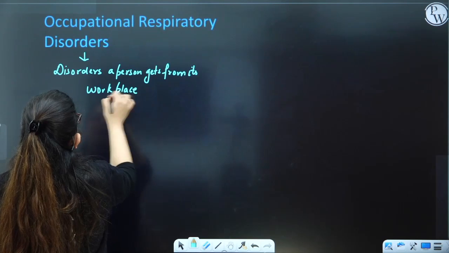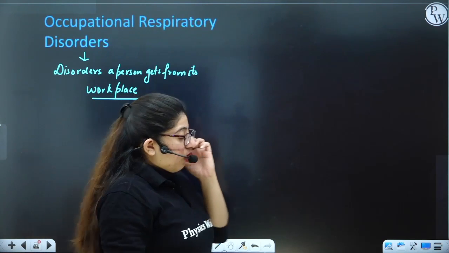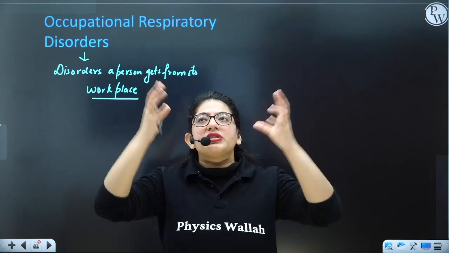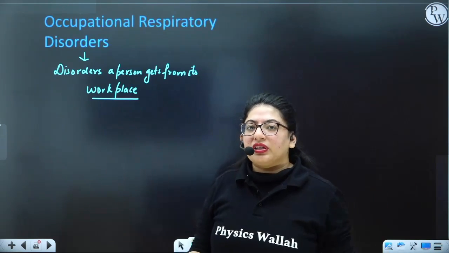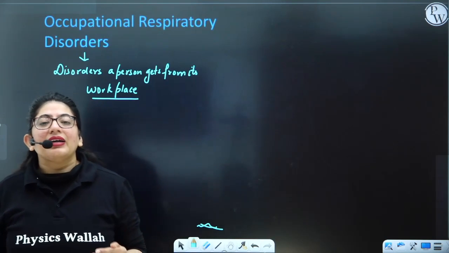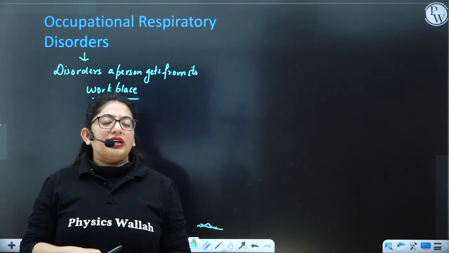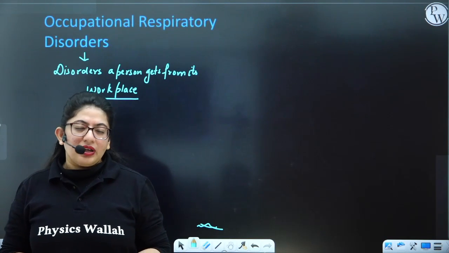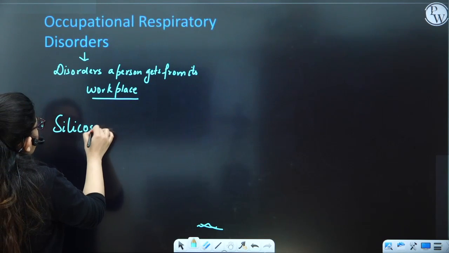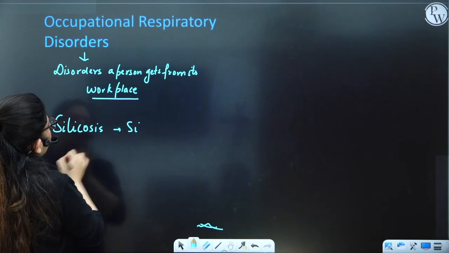Like if a person is working in a glass factory without any equipment, right? Whenever glass gets cut, a lot of fibers get dispersed in the air, and these fibers contain silica, and that gets into the bronchi of a person and causes silicosis. What is it? Silicosis. Silicosis occurs due to silica.